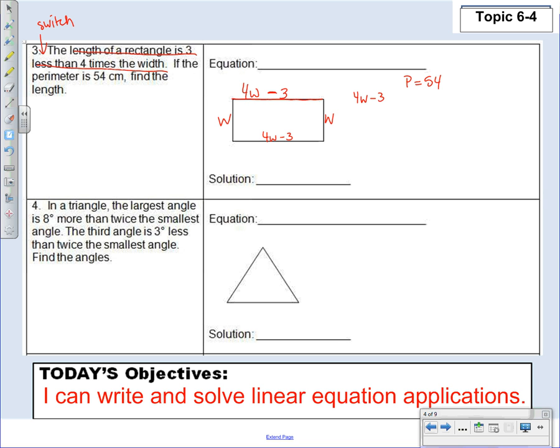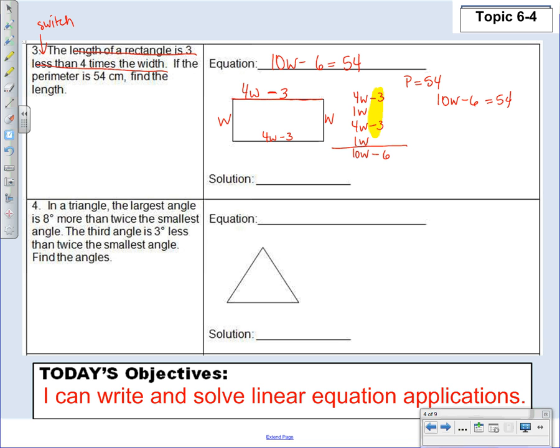4W minus 3. Then we have a 1W for one of the widths. 4W minus 3. And then another 1W for the width. When you add up all your W's, that's going to be a total of 10 W's. When I add up my numbers, -3 plus a -3 is going to give us a -6. So our equation then is going to be 10W minus 6 equals 54. We've come up with the equation.